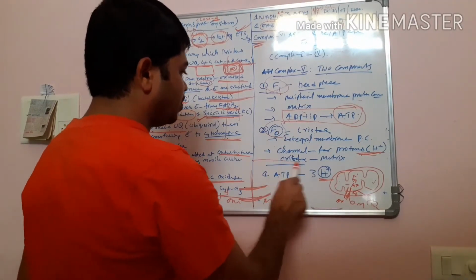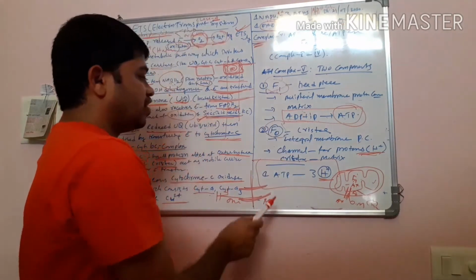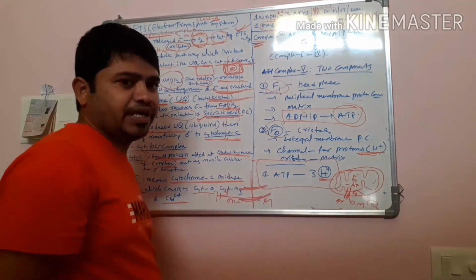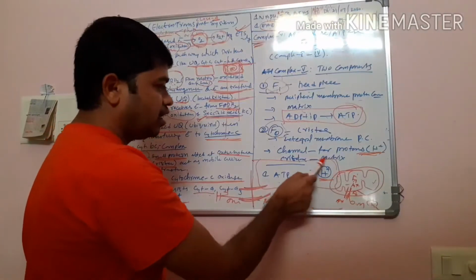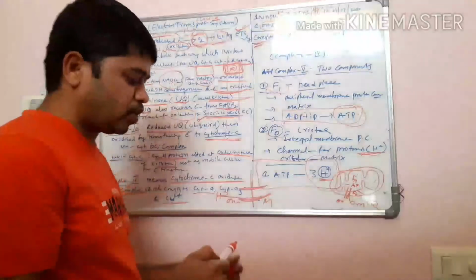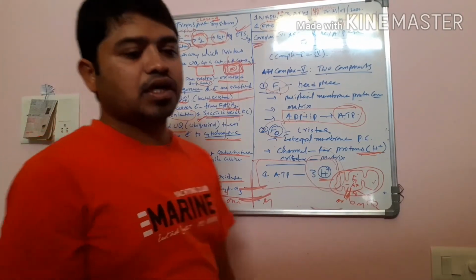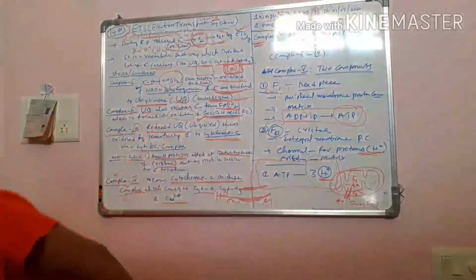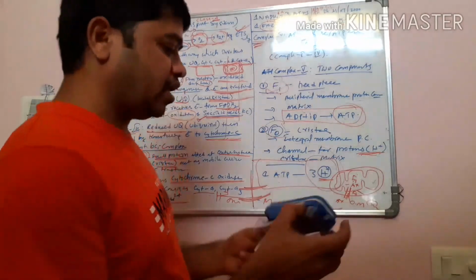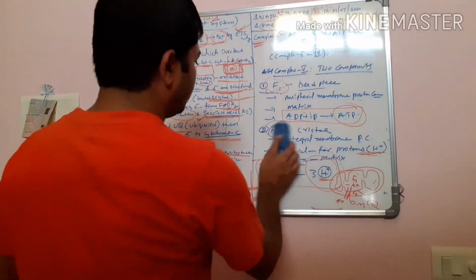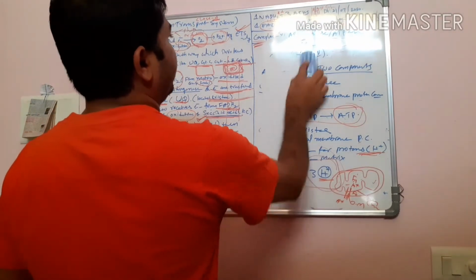And remember, one more important point: for the manufacturing of 1 ATP, three protons are required. How many protons are required? 3 protons are required. So this is about the ETS, electron transport system. This is very, very important for 4 marks. The question is already in your textbook. You have to practice and read well.